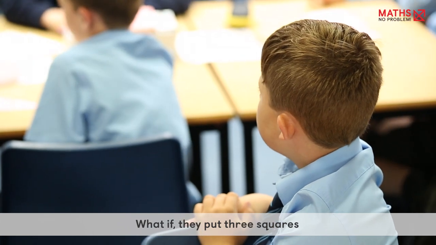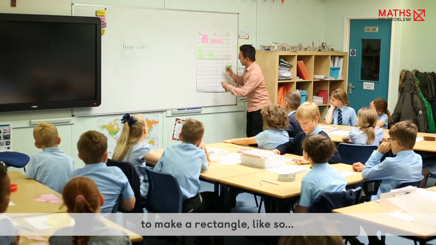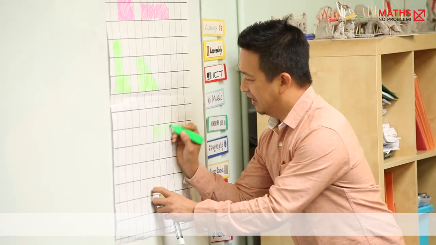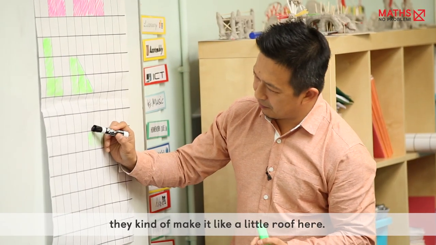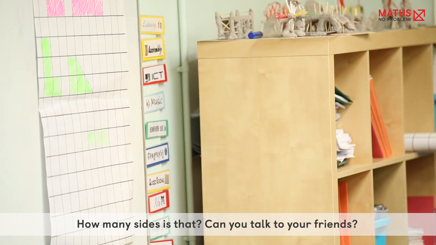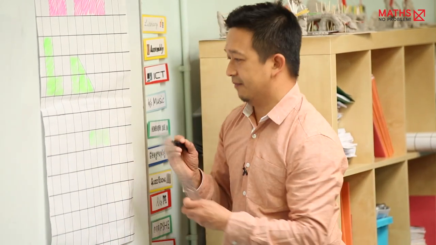What if they put three squares to make a rectangle, like so, right? And then the two triangles they have, they kind of make it like a little roof here. How many sides is that? Can you talk to your friends? That's like six or something.